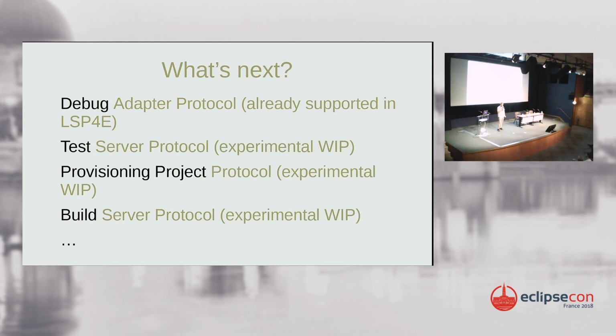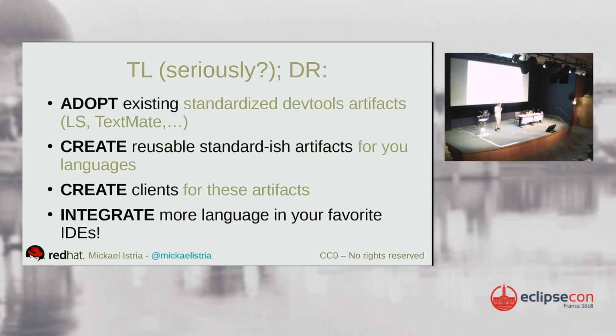What's next? Editing code is just one activity of our job as developers. There is also the need to test, to debug, to provision new projects, to build. And we, the DevTools community at large, are working on new protocols for that. So what to remember if you found that too long? Adopt existing technologies like language server protocol and TextMate, create standard artifacts like language servers and TextMate grammars, create clients for those technologies, and integrate them together in your favorite IDEs with very few lines of code. Thanks.